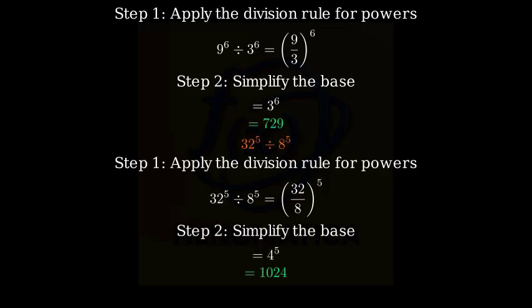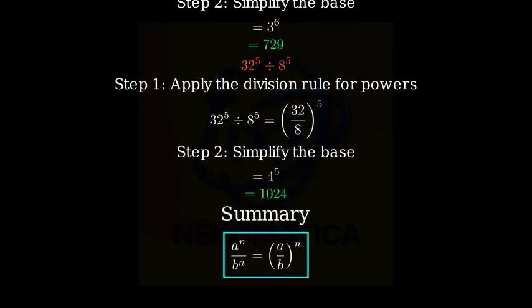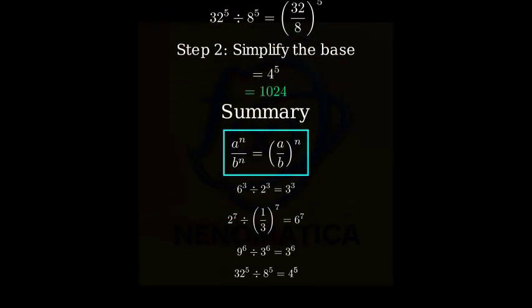Let's summarize what we've learned. When dividing powers with the same exponent, we can divide their bases and keep the exponent the same. This is expressed by the formula: a to the power n divided by b to the power n equals the fraction a over b, all raised to the power n. We've seen 4 examples of this rule. 6 cubed divided by 2 cubed equals 3 cubed. 2 to the 7th divided by 1/3 to the 7th equals 6 to the 7th. 9 to the 6th divided by 3 to the 6th equals 3 to the 6th.